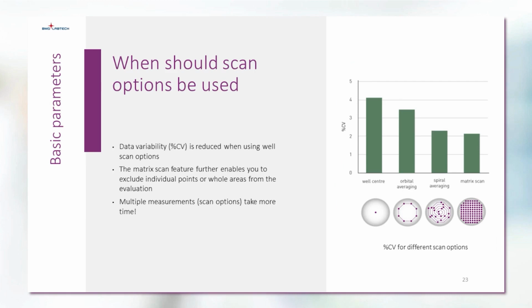With all these advantages in mind, it must of course also be taken into account that multiple measurements when using scan options, and the plate movements or the movements of the transport system associated with it, just take more time. So it is therefore always necessary to balance between accuracy and time expenditure. So much for me. Martin will now continue with other important parameters such as gain and flash number.